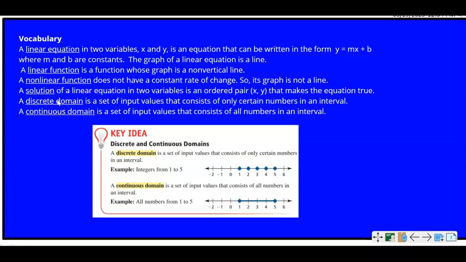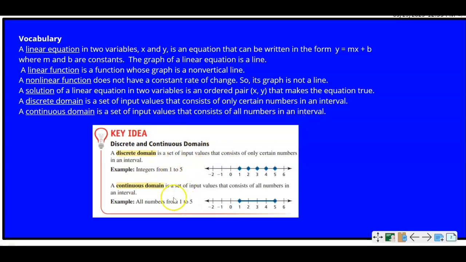All right, a solution of a linear equation in two variables is an ordered pair, x and y, that makes the equation true. So any x and y value that you can plug into the equation, if it makes it true, that's considered a solution of that linear equation. A discrete domain is a set of input values that consist of only certain numbers in an interval. A continuous domain is a set of input values that consist of all numbers in an interval.